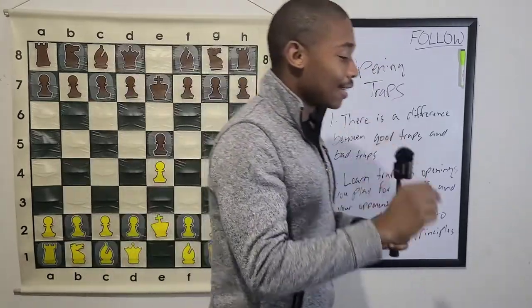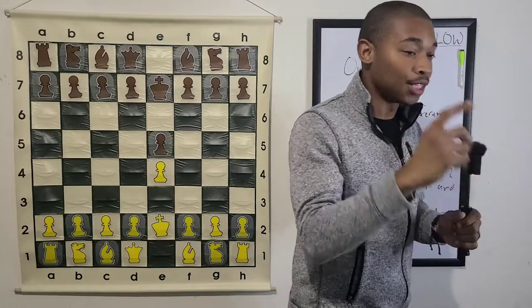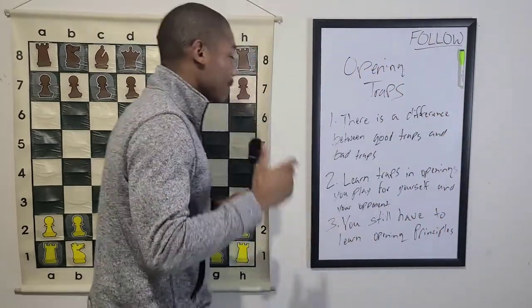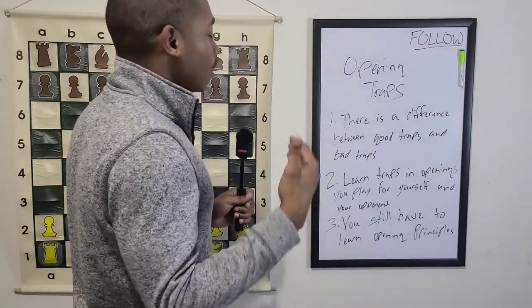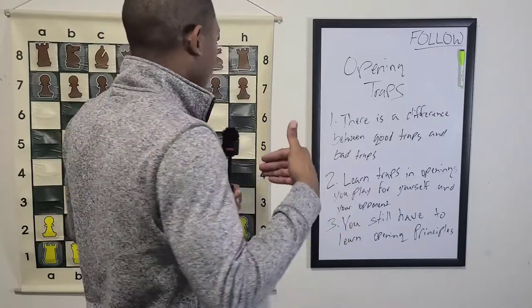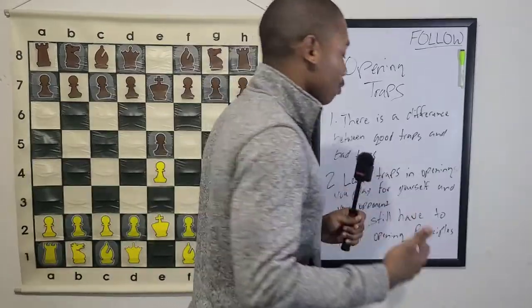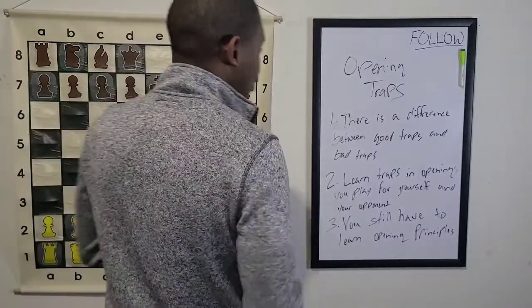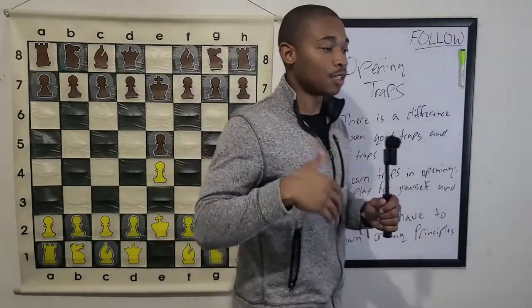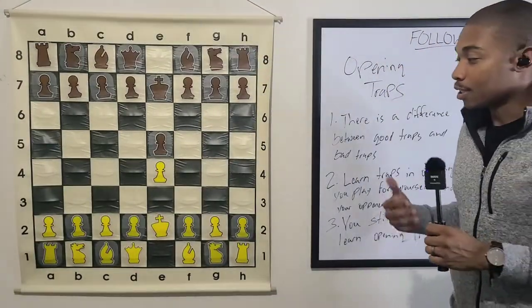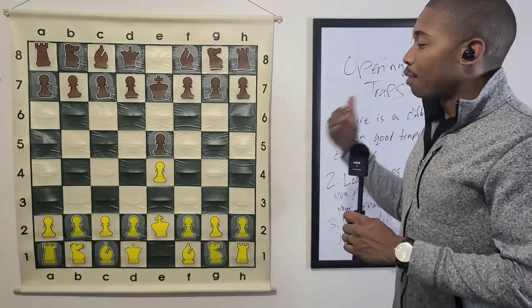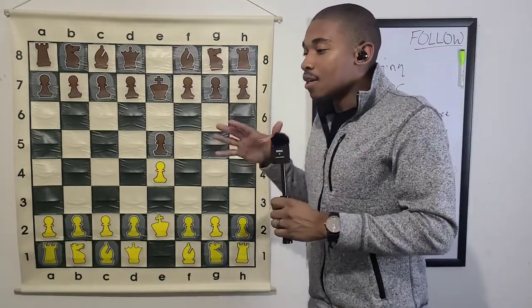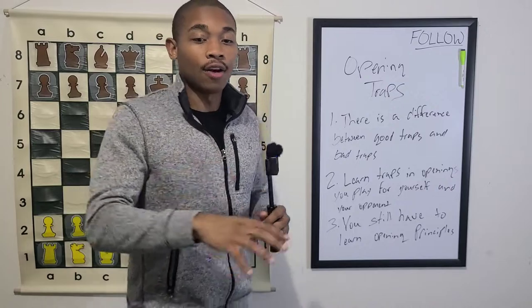That just gives you an idea of what positions you're trying to achieve, especially in openings too. So you have to learn opening principles. You have to learn how to control the center, how to gain more space, how to gain more time, castle your king, put your rooks on open files, put your queen in the best position to be utilized, look at your pawn breaks. You have to know these other things to pile onto the traps.